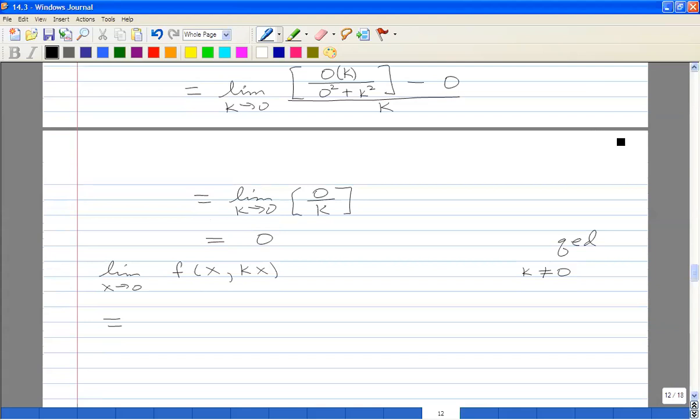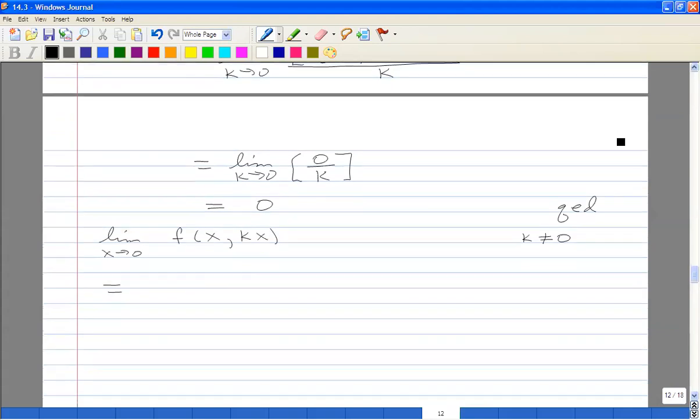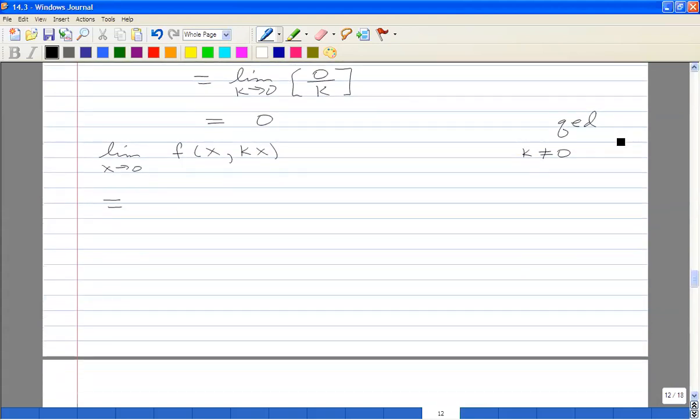Okay, so this is equal to... sorry, 1 second. Okay. The limit as x approaches 0 of f of x, y, well, that's just going to be x y over x squared plus y squared.